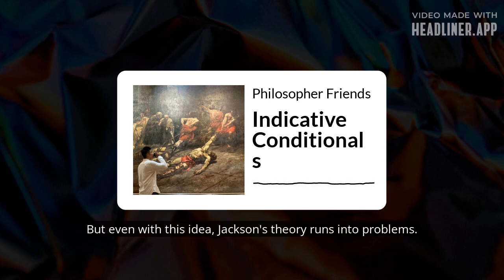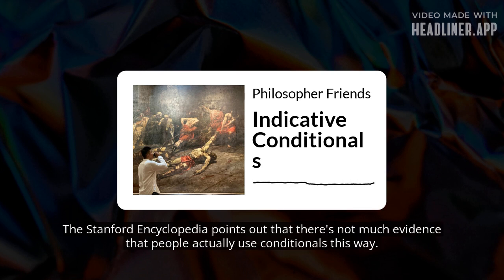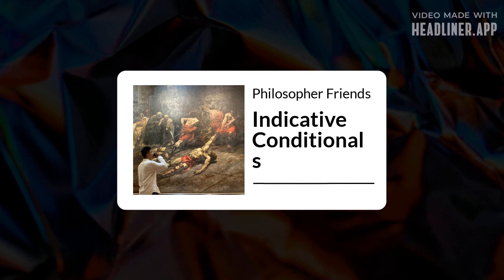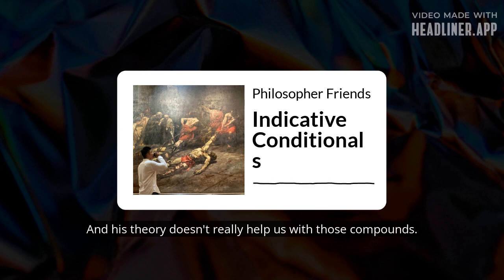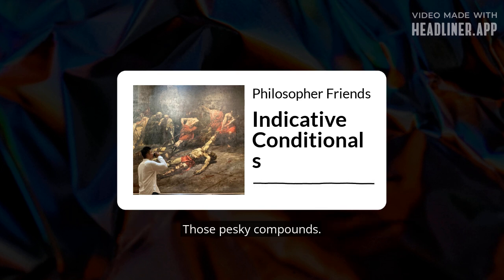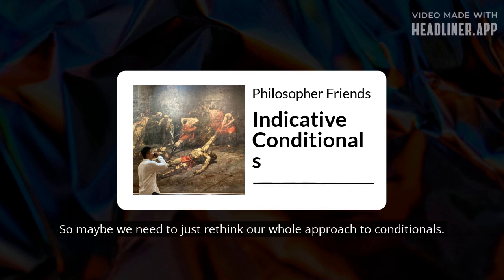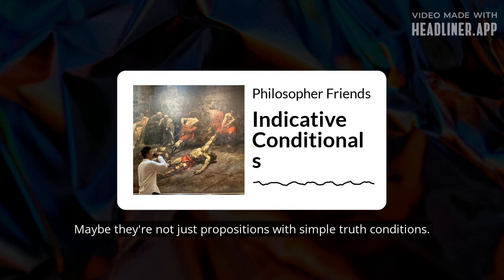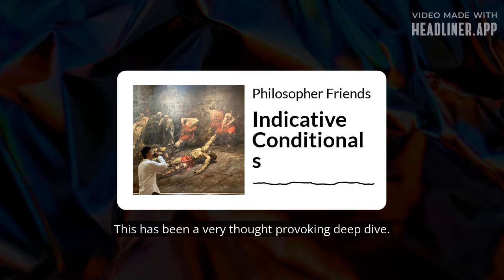But even with this idea, Jackson's theory runs into problems. The Stanford Encyclopedia points out that there's not much evidence that people actually use conditionals this way. And his theory doesn't really help us with those compounds. Those pesky compounds. That problem keeps coming up. So maybe we need to rethink our whole approach to conditionals. Maybe they're not just propositions with simple truth conditions. This has been a very thought-provoking deep dive.